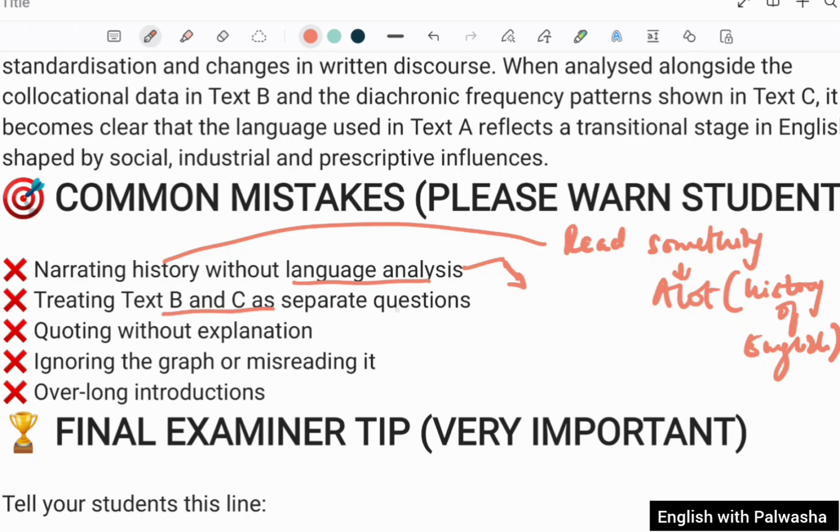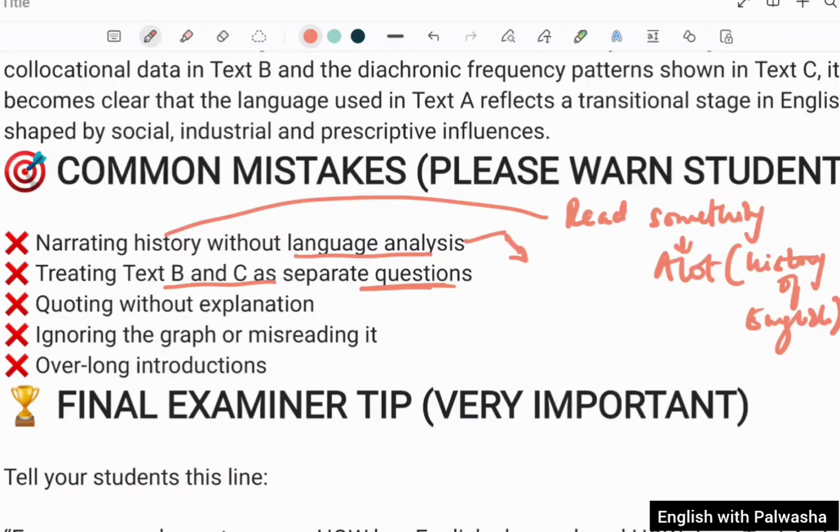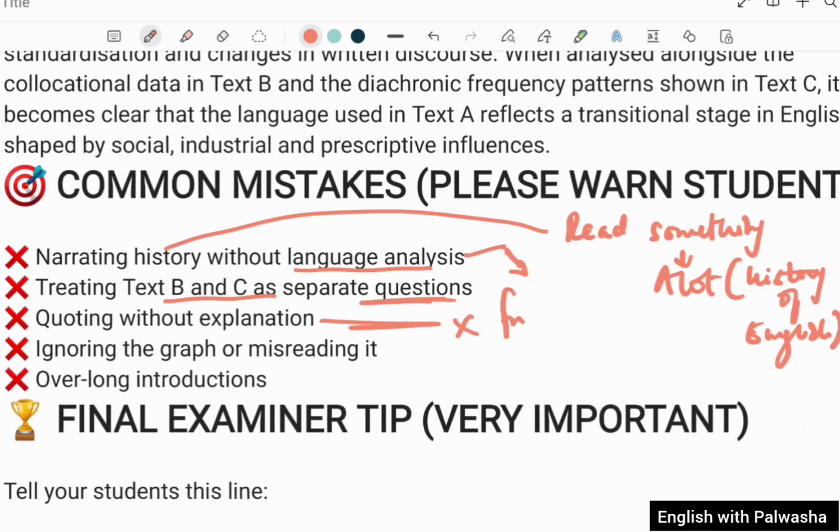Treating Text B and C as separate questions: please, these are not separate questions. You have to gel your response on Text B and C according to Text A. Basically, there is just one response. Quoting without explanation is wrong. You have to quote from the text, then you have to give your explanation whenever you are quoting, otherwise it will be vague.